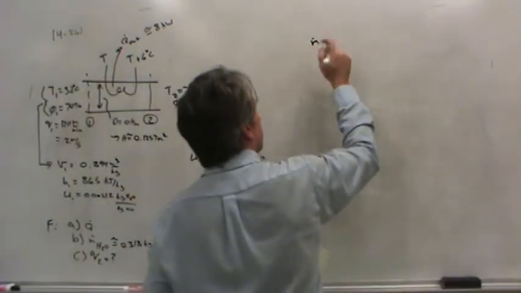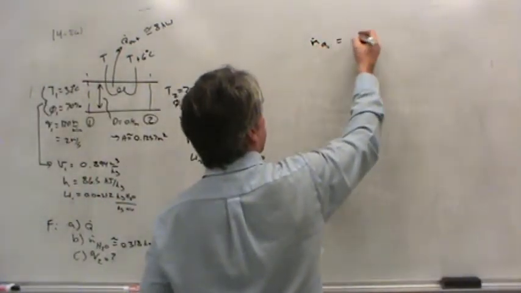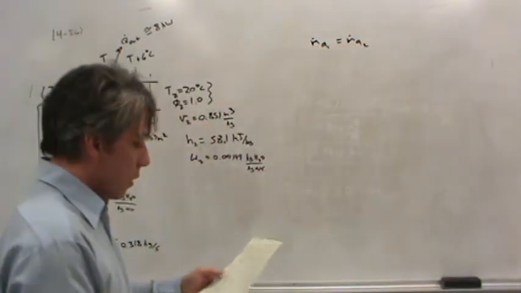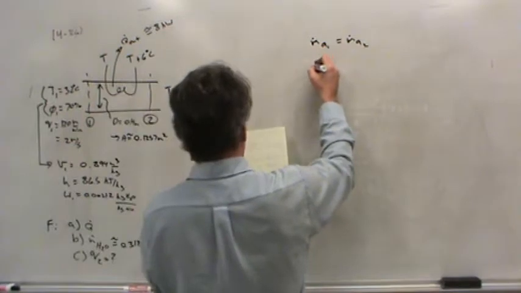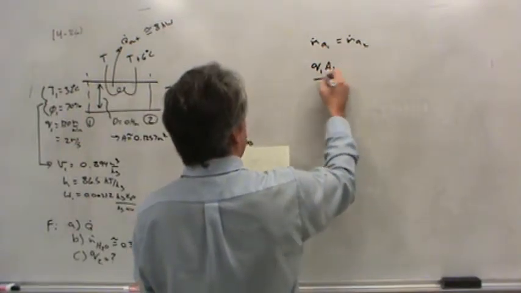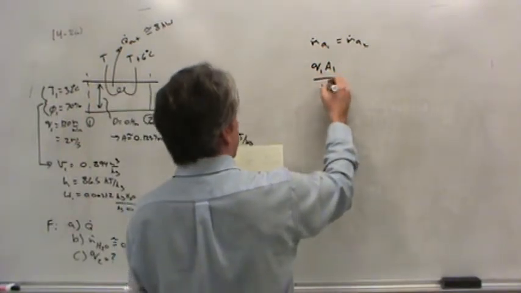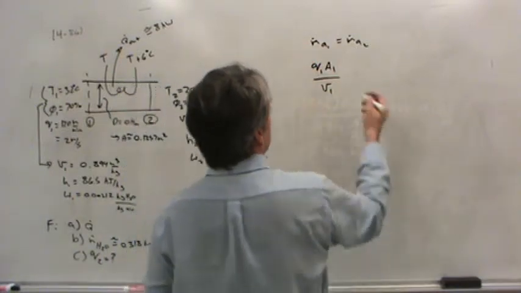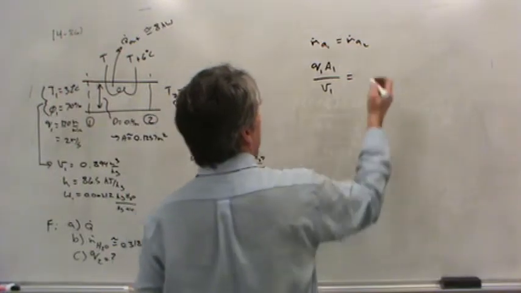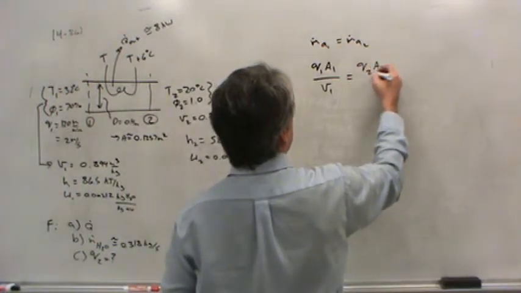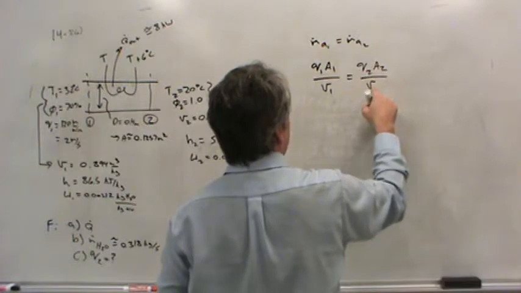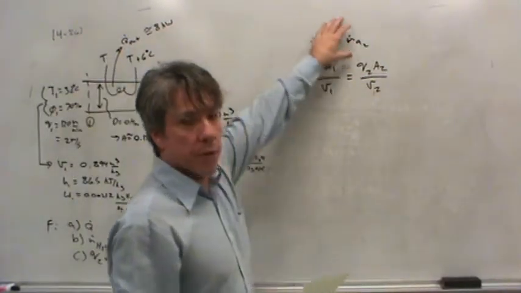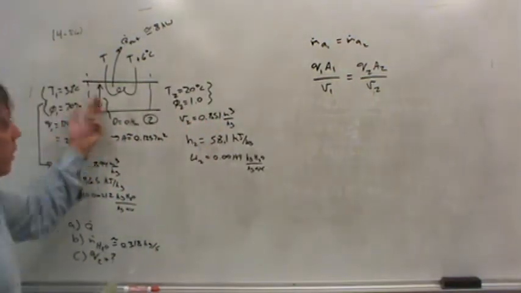So let me change my notes just a little bit. So the mass flow rate of the air in 1 is equal to the mass flow rate of the air out at 2. Okay, so if we were to write that the velocity times the area at state 1 divided by the specific volume is the mass flow rate coming in at 1 of the air, then we could equate that to the velocity and area and specific volume at state 2. Now be careful here. This is only true for the mass flow rate of the air. The mass flow rate of the water is not the same.